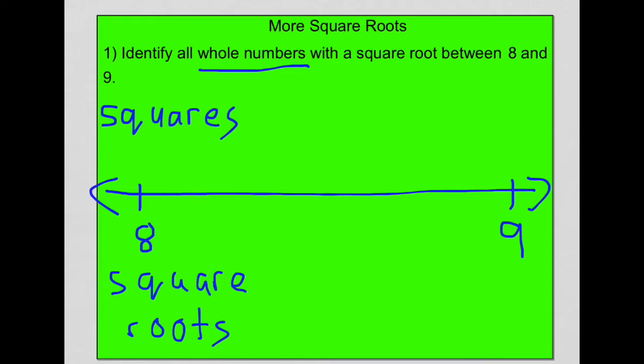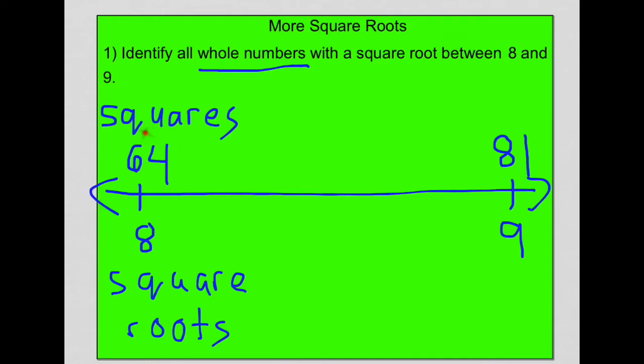Now let's see what kind of information we can get from this. Let's sort of work backwards this time. If I'm starting with the square root 8, well, the square of 8 would be 8 times 8, which is 64. And if I'm starting with the square root 9, working backwards, the square of 9 would be 9 times 9, which is 81. So that means any number in this area that I'm outlining right now would have a square root that falls between 8 and 9.